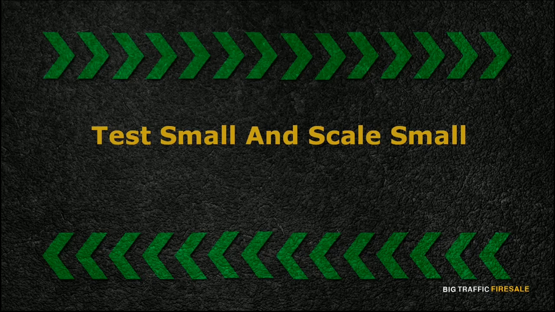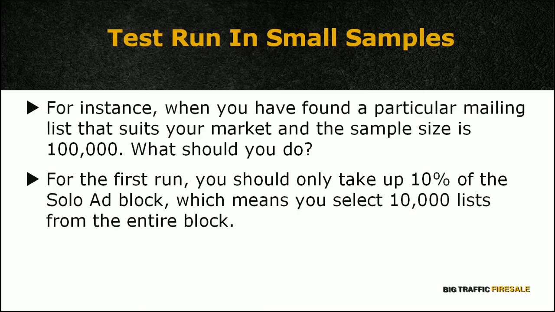The first try is always the hardest, and it won't guarantee you the results you wished for. Therefore, be strategic in your solo ad journey and test run your solo ads frequently through a small sample. For instance, when you found a particular mailing list that suits your market and the sample size is 100,000, what should you do? For the first run, you should only take up to 10% of the solo ad block, which means you select 10,000 lists from the entire block.